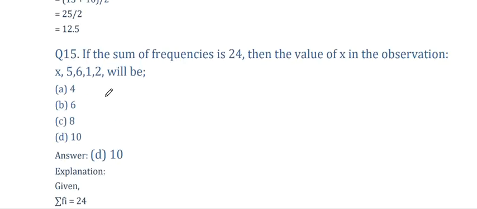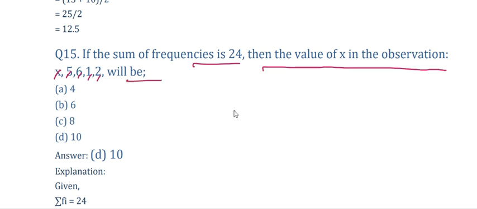The next question on your screen is number 15. If the sum of frequencies is 24, then the value of x in the observation is what? The observations are x, 5, 6, 1, 2. The options are 4, 6, 8, 10. We go with option number D.